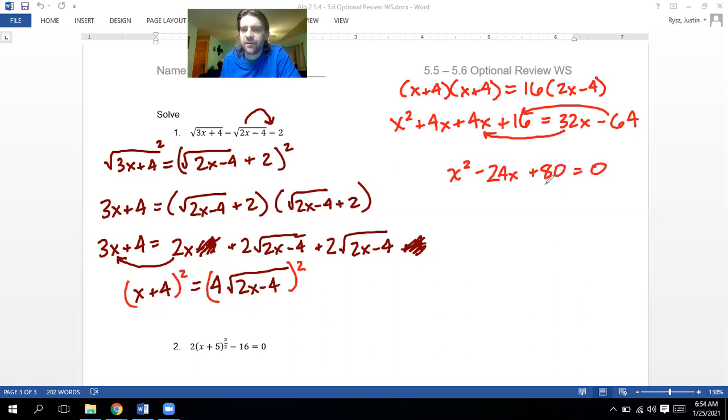Okay, so we're going to try to figure out, what two numbers can we multiply to get 80 and add together to get negative 24? All right, let's see. Well, both are going to be negative. 8 times 10, no. Just 80 divided by 5. Yeah, we'll have to use a calculator here.